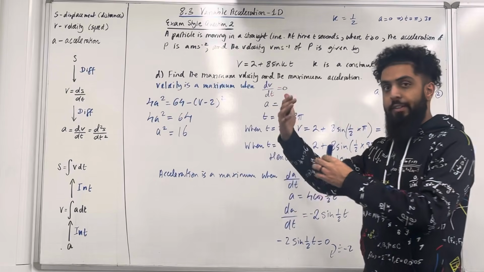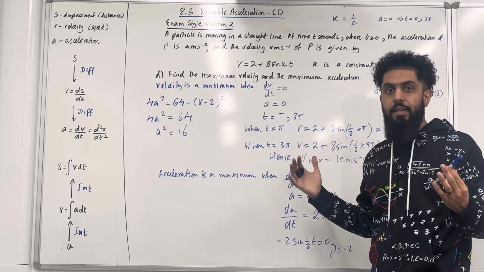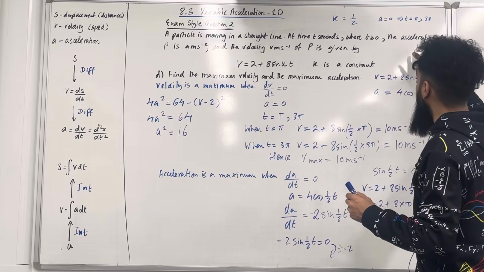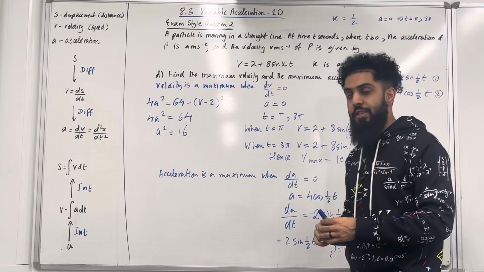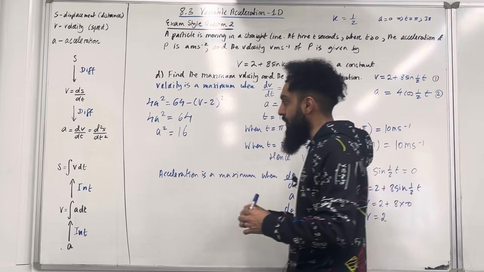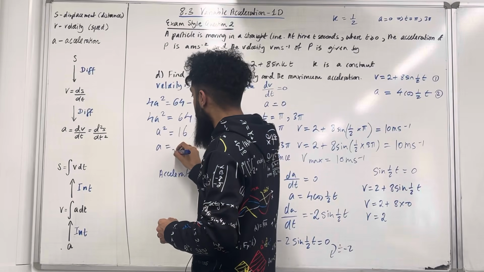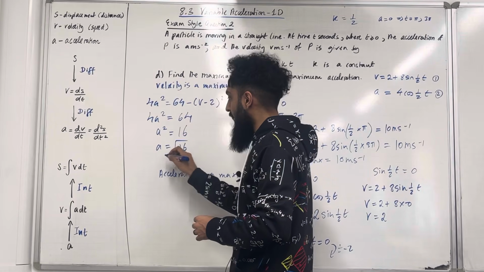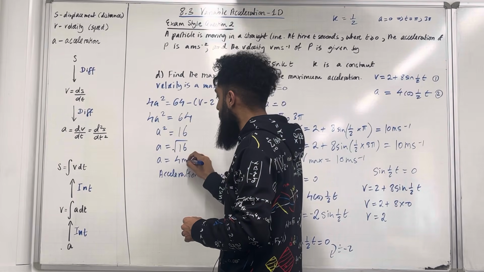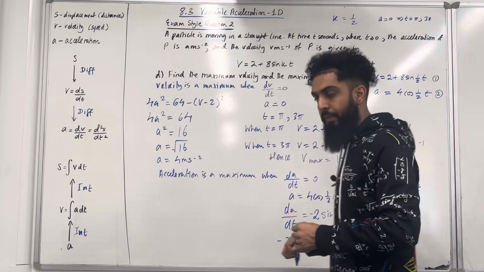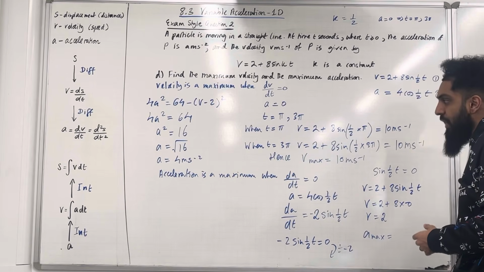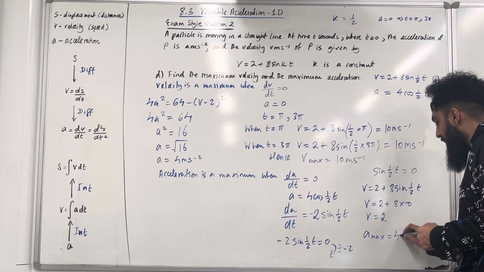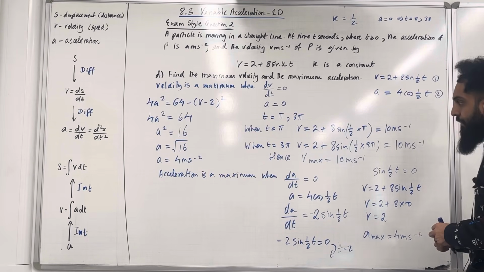Now, when we take the square root, we must include plus or minus. This question is about acceleration and not deceleration. So, to find acceleration, we're going to take the positive square root. So, a is equal to the positive square root of 16, and so a is equal to 4 meters per second per second. So, a max, the maximum acceleration, will therefore be 4 meters per second per second.